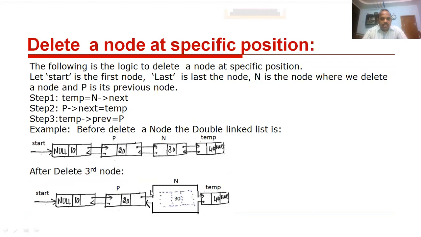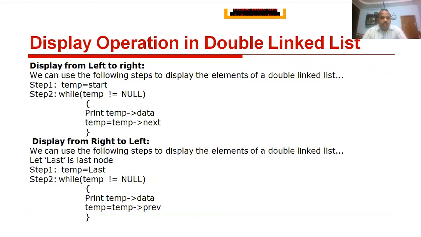Next one is deleting a node at any position. This is the node I want to remove. So this one's next is set to the next of the node, and the next node's previous is set to the previous one. Simply, this is removed. Clear? So these are the delete operations in a double linked list.